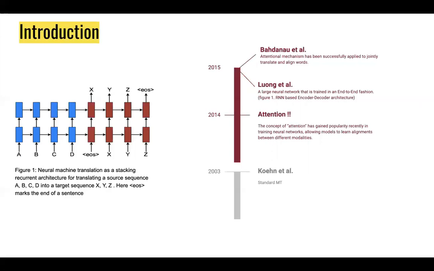And if you see the figure on the left, there's an NMT architecture, which takes the input source words A, B, C, D, and we can get the target sequence X, Y, Z one by one. And the EOS here means the end of sentence.